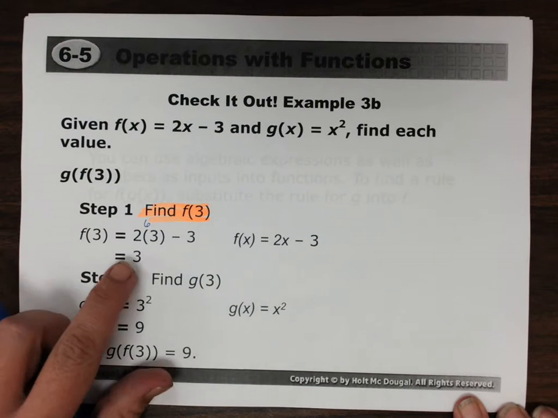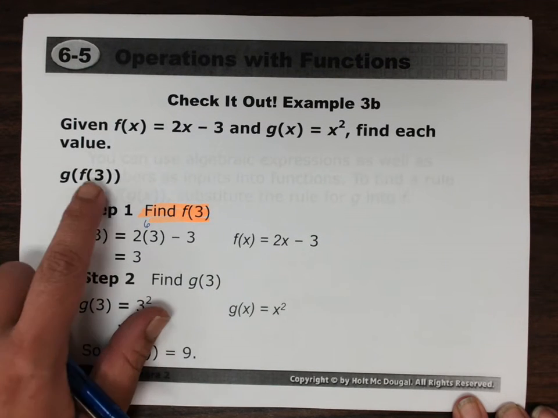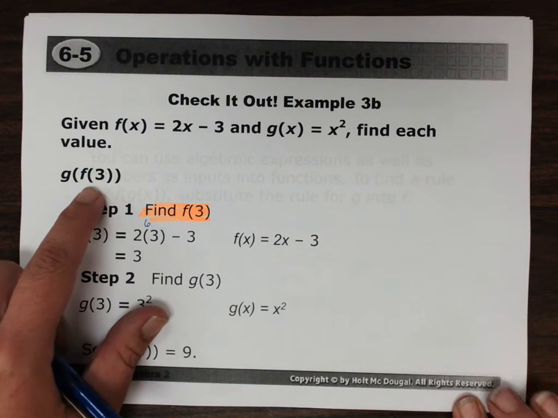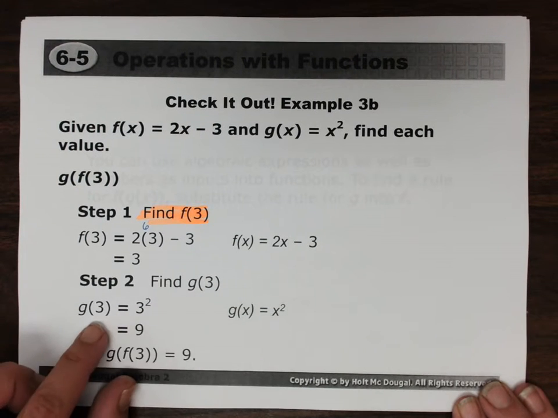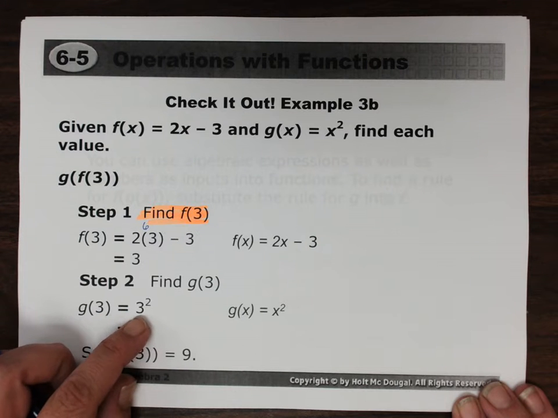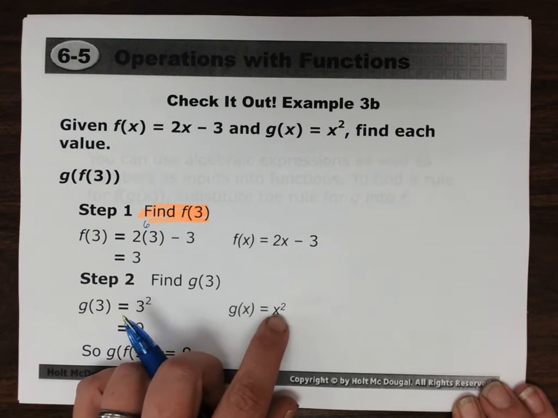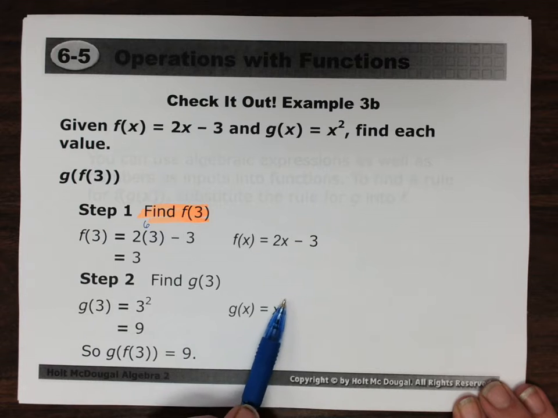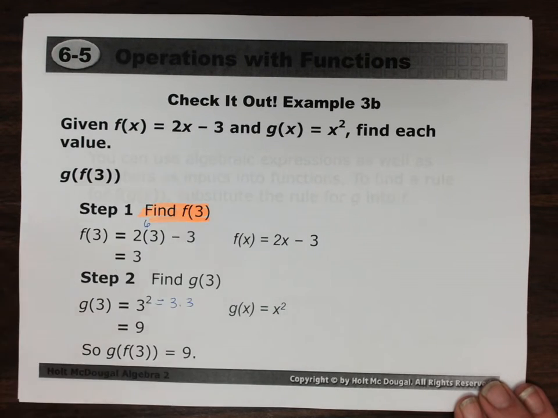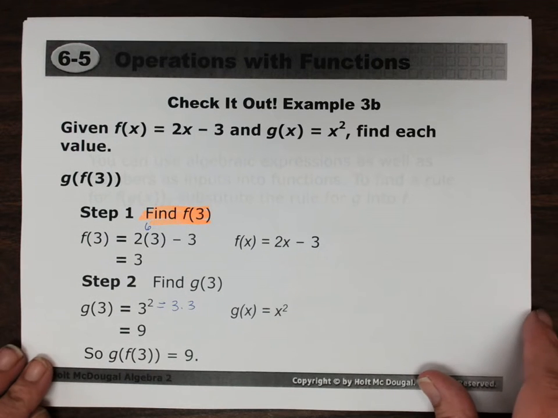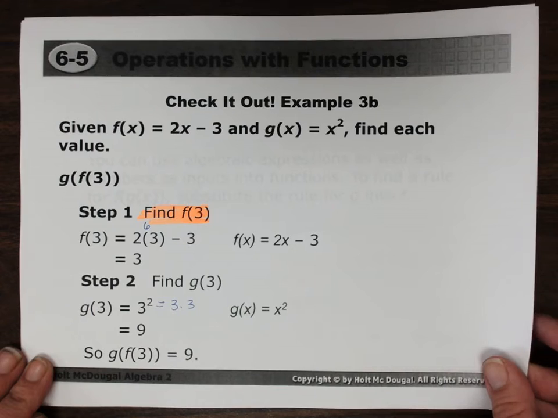Now remember, we're going to take that output value for f of 3 and plug it into our composition notation and figure out what g of 3 is. What do we get when we plug in 3 for x in our equation for g of x? Well, it was x squared, so 3 squared, recalling that equals 3 times 3, and we get 9 as our final solution. G of f of 3 is equal to 9.